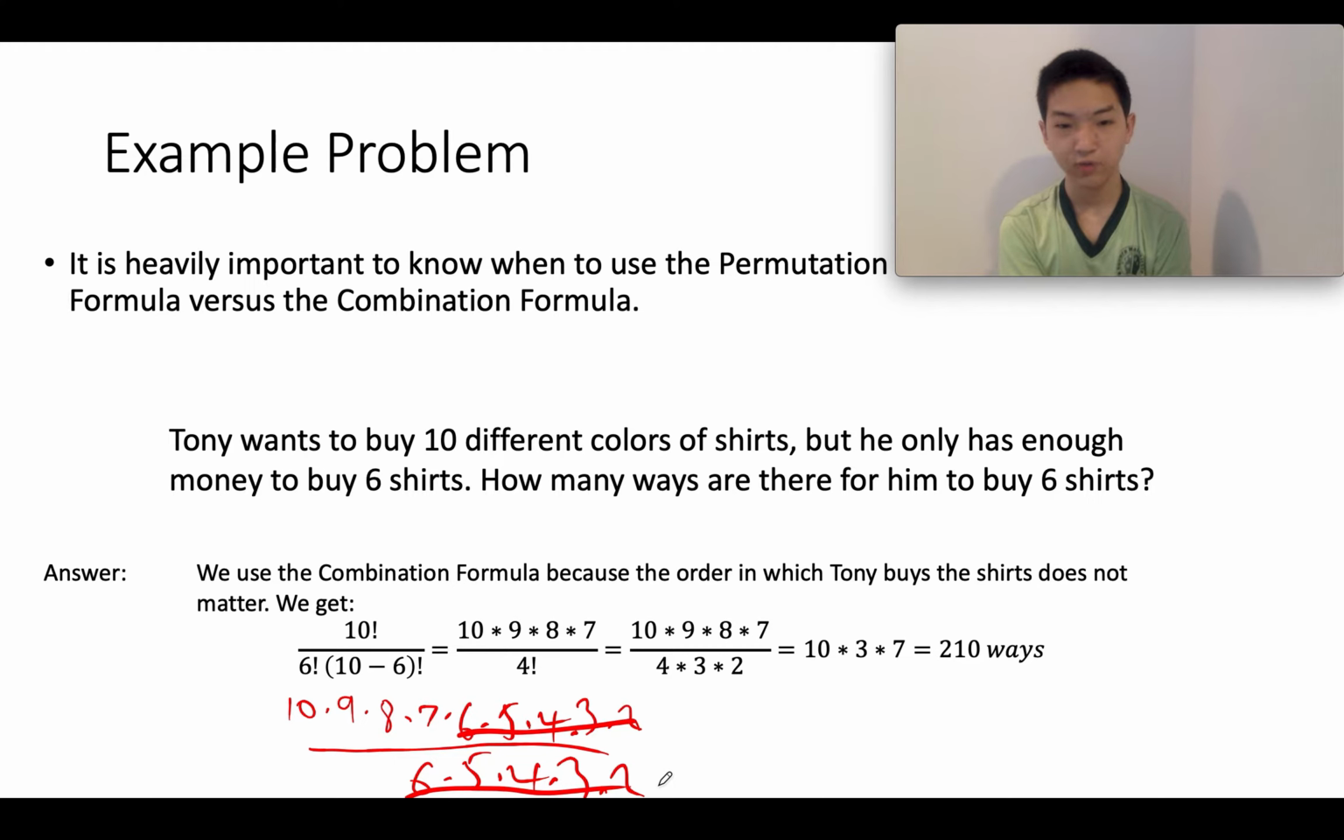And then we also have 4 factorial, which we then expand in the next equation. So we get 10 times 9 times 8 times 7 divided by 4 times 3 times 2. So then we can simplify, as you can see here, the 8 is canceled out by the 4 and the 2, and then 9 leaves a 3. So that's how we get 10 times 3 times 7. So finally we get 210 ways for Tony to buy 6 shirts.